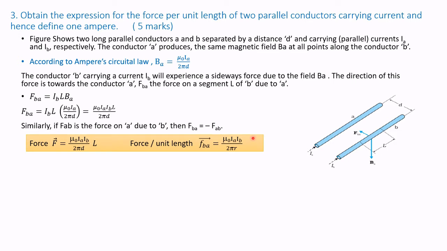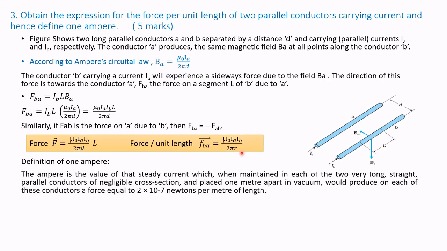Therefore, the relationship expression becomes force F is equal to mu naught I_A I_B divided by 2 pi d, into L. If we consider per unit length, then F has to be divided by L. Therefore, small f_BA, that is equal to capital F by L, that is equal to mu naught I_A I_B divided by 2 pi R. Now, let us define 1 ampere.